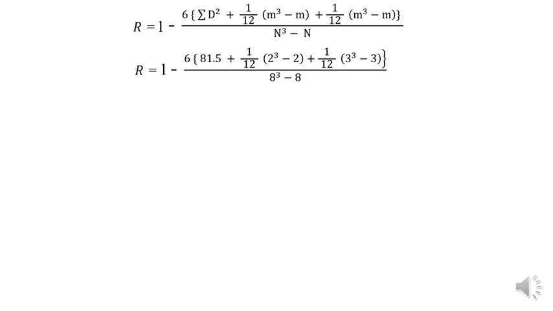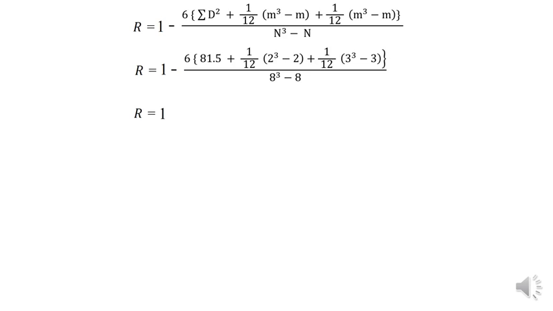Plus 1 by 12. One rank in the Judge A column, that is the R1 column, 2.5, is repeating 2 times. Therefore m value is taken as 2 here. 2 cube minus 2, plus 1 by 12 into, in the other column, R2 column, 6 is repeating 3 times. Therefore 3 cube minus 3, divided by 8 pairs are there, 8 cube minus 8, n is 8. Simplify this, apply your mathematical skill.